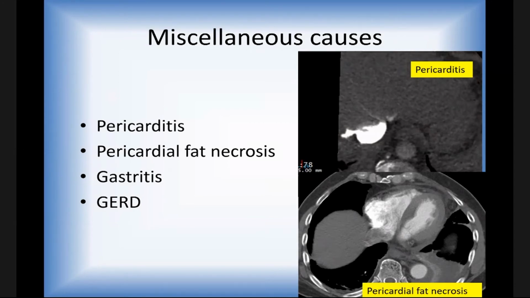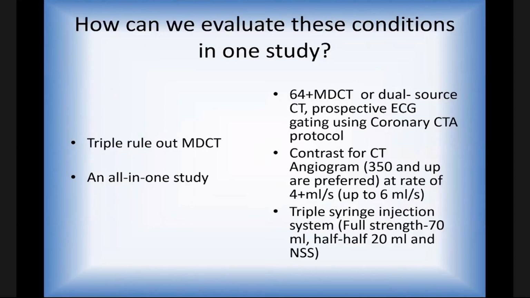If the clinician doesn't know what they're looking for, they will ask, can we rule out coronary artery disease? Can we rule out PE? Can we rule out aortic dissection? Yes, we can, but the result may not be so good. We call those triple rule out. We have to use multi-detector CT.